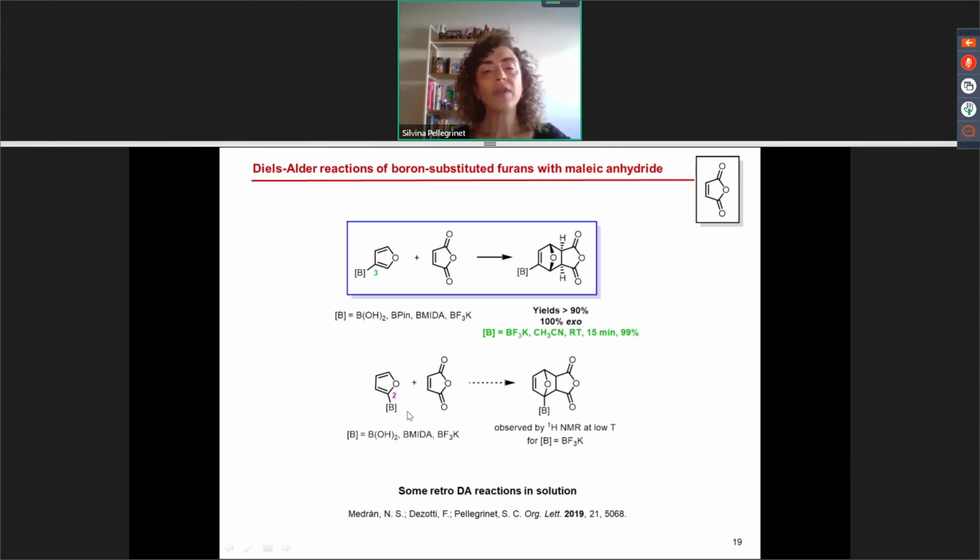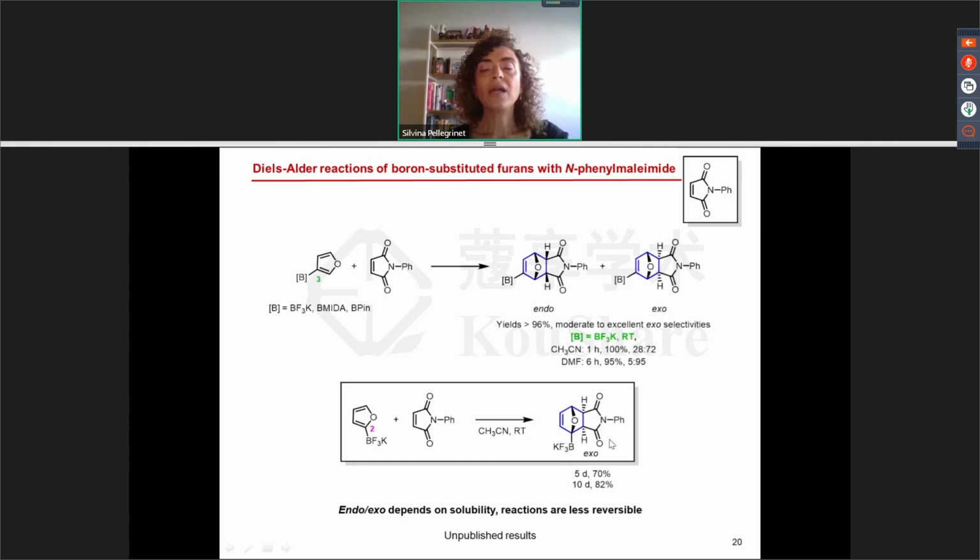And when the boron was at carbon 2, we were not able to isolate the products. But in the case of the trifluoroborate, we observed some signals by proton NMR at room temperature corresponding to the product. And then we started studying the reactions with other dienophiles. In this case, I showed the results for phenylmaleimide. And the reactions were very efficient as well, but they were less exo-selective.